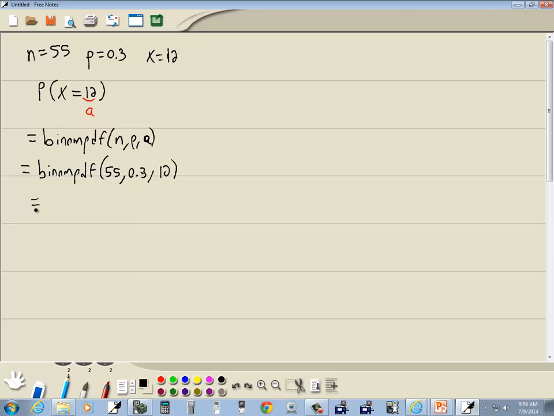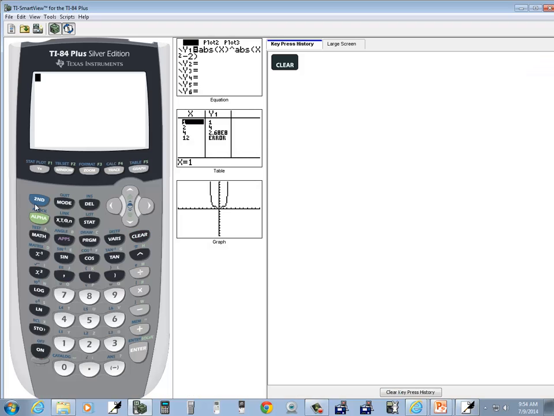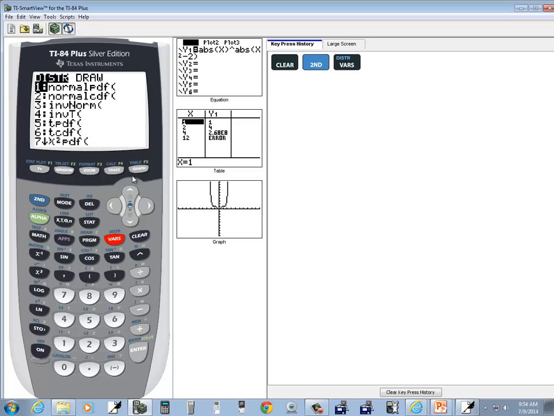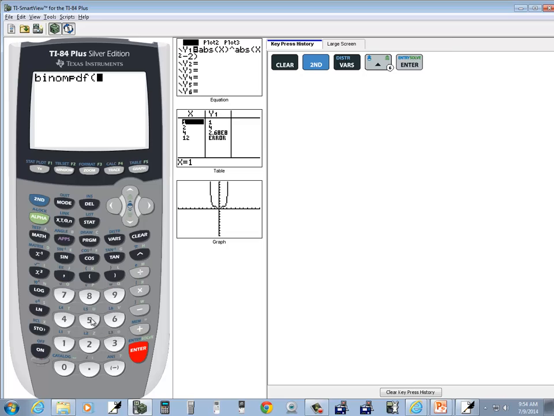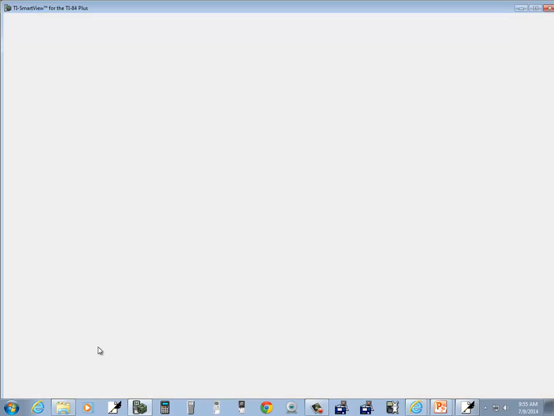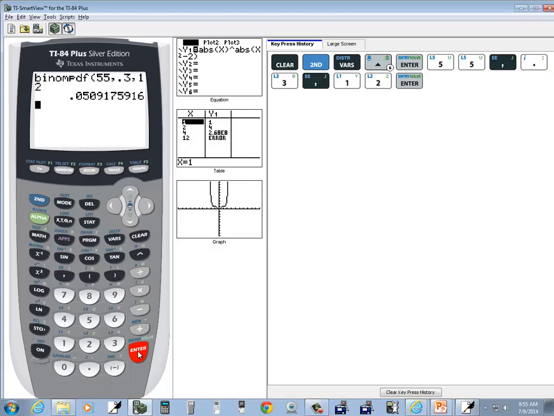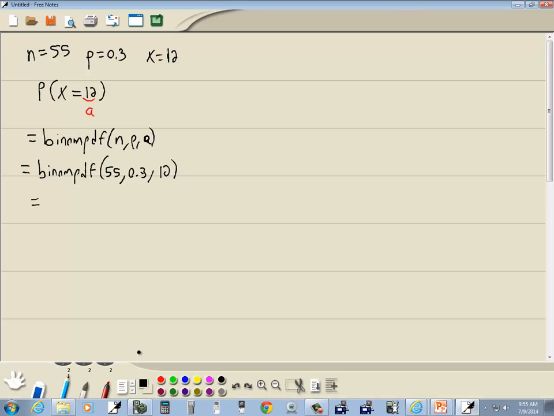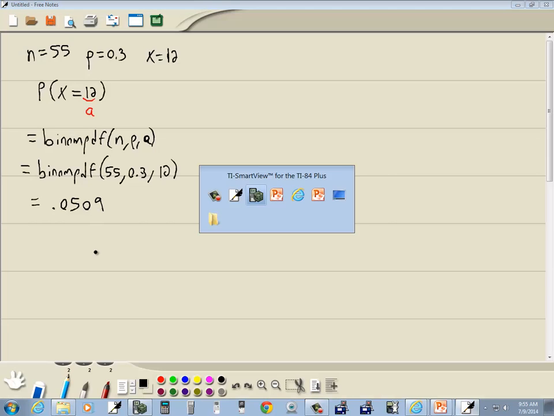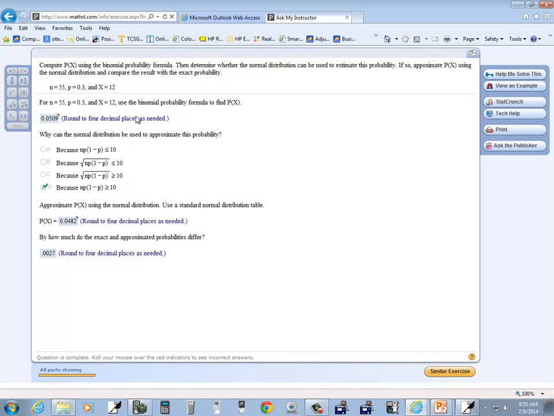Okay, so let's plug that in the calculator and see what we get. Do second vars. I'll do an up arrow, probably the fastest way to get to it, and I'll choose binomPdf. 55, comma, 0.3, comma, 12. Enter. I'm assuming 4 decimal places. I'll probably go read instructions and it'll say something different, but 0.0509. Round to 4 places, 0.0509. That's how they get that.